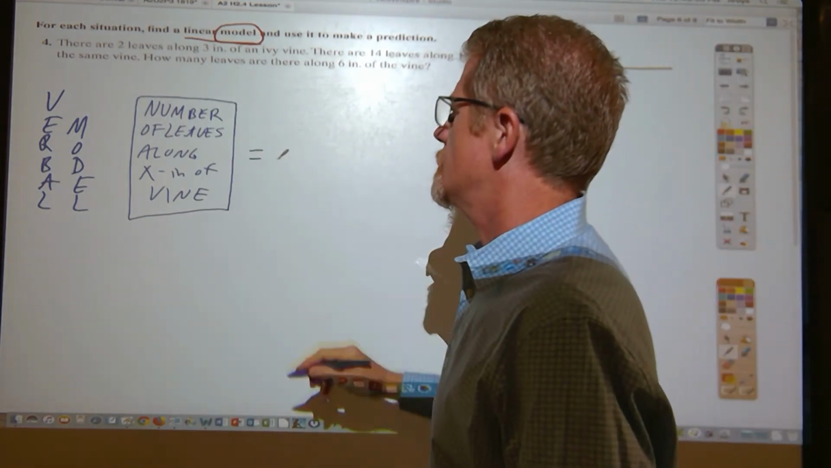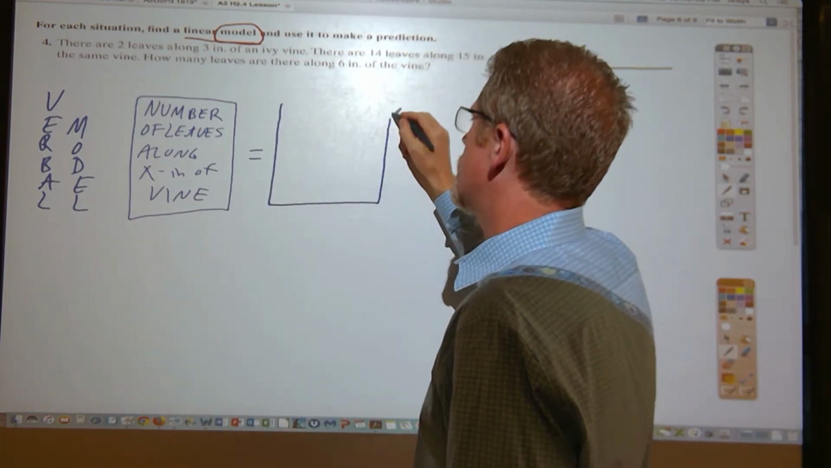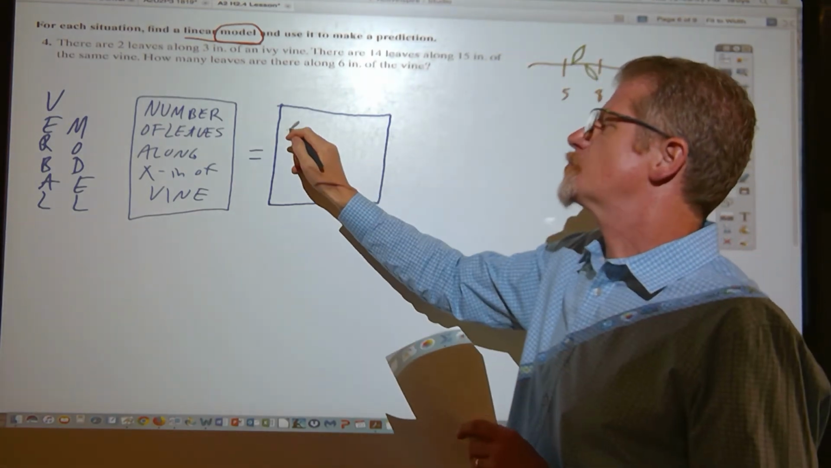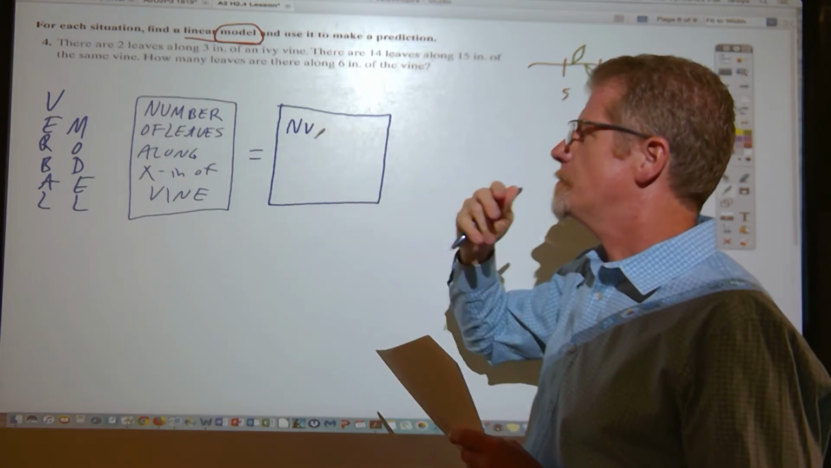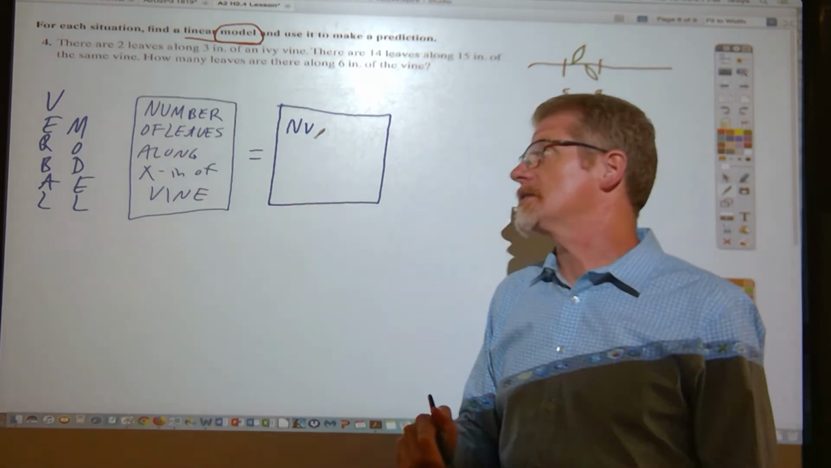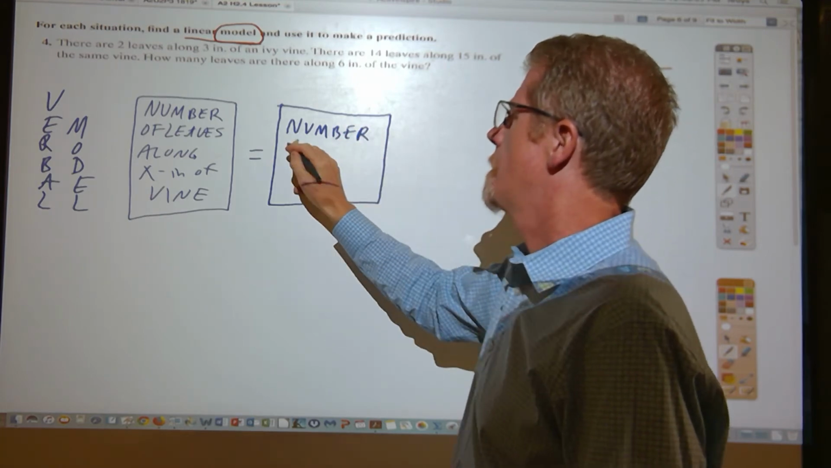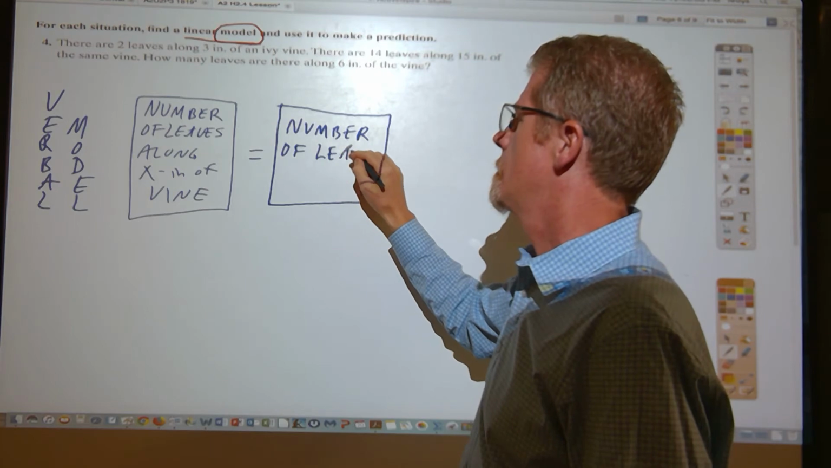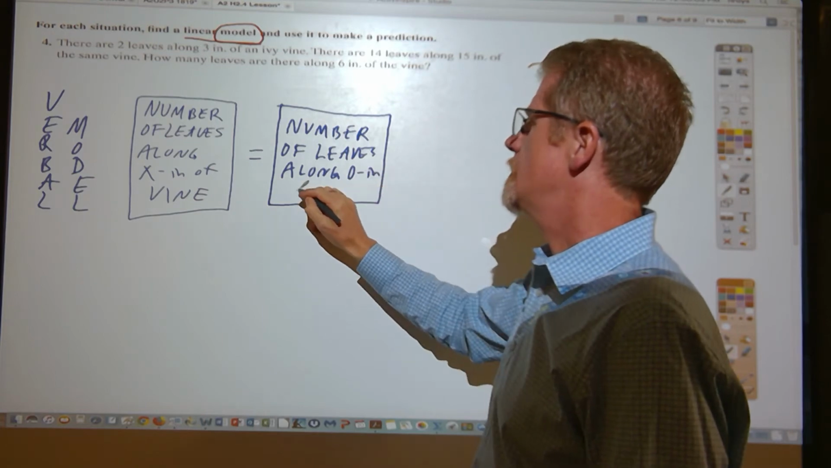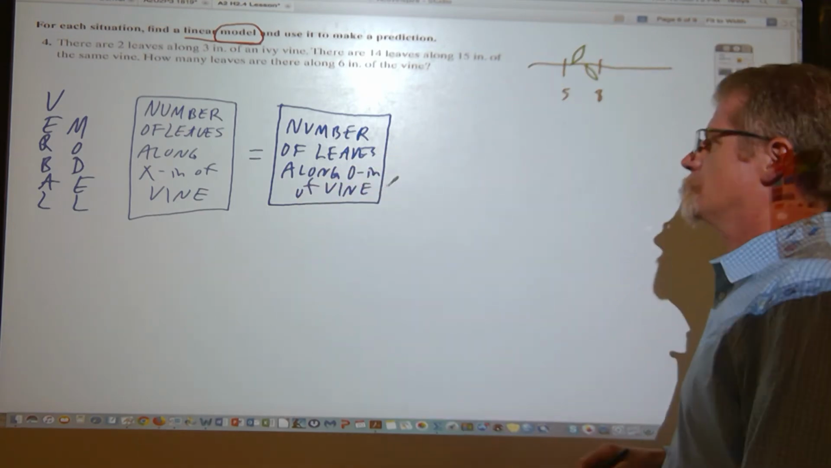Next, we need the starting amount, the number of leaves along 0 inches of vine. And I know that seems like that would have to be 0, but our model might say otherwise. So this is a real stretch to think that this number might be something other than 0, but I'll just give you a heads up. It is a number other than 0. It's not going to end up being 0. So trust me on this one. Number of leaves along 0 inches of vine. Turns out our model is not going to say that's 0, even though it seems like it should be.